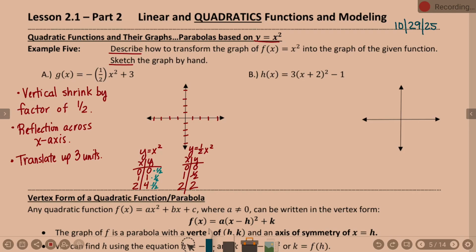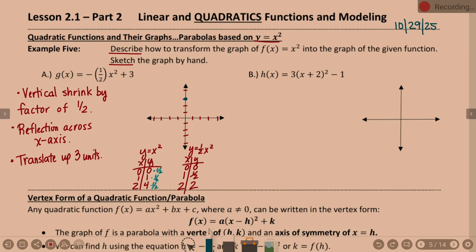We said it's upside down because it's reflected. We said it moved up 3. So Bernie mentioned there would be a max height of 3, yes. So what's that mean my vertex is going to be at? Right there at 0, 3.